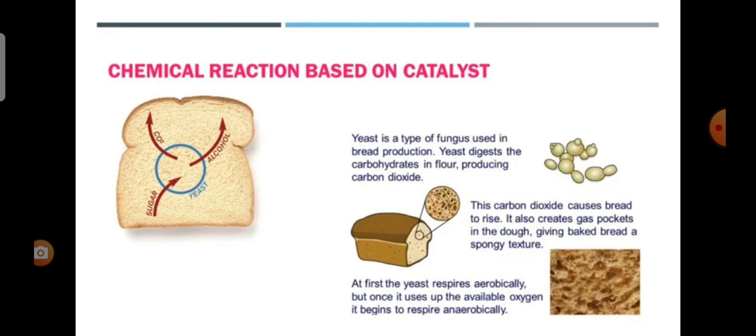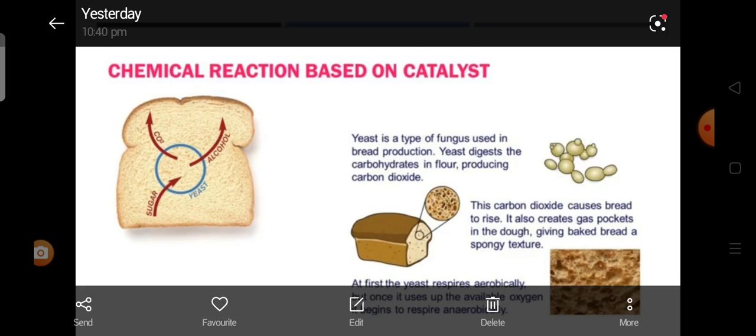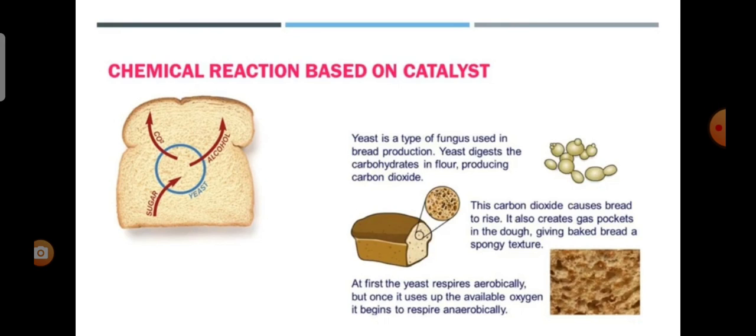Sometimes you are advised by the elders to drink a small amount of warm water after a heavy meal. Do you know why? This is because warm water makes digestion faster. In industries, some chemical substances are used to speed up the chemical reaction. These substances are called catalysts.